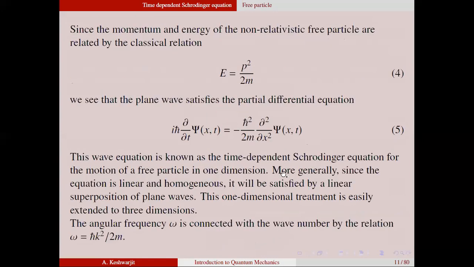Because we already know the relation between kinetic energy and momentum for a free particle, and that relation is the kinetic energy is equal to p squared by twice m. For a free particle, we already know that the kinetic energy is p squared divided by twice m. E comes from differentiating psi with respect to t once, and p squared comes from differentiating psi with respect to x two times. So let us go back to our whiteboard again.